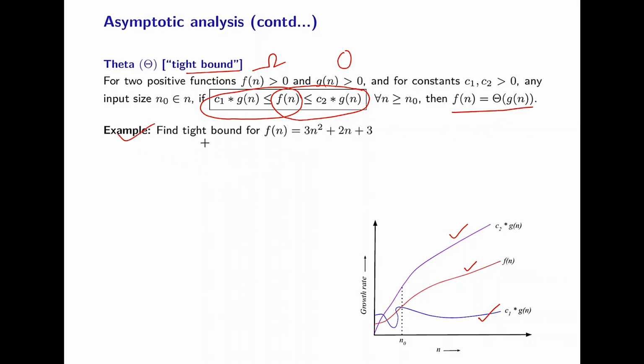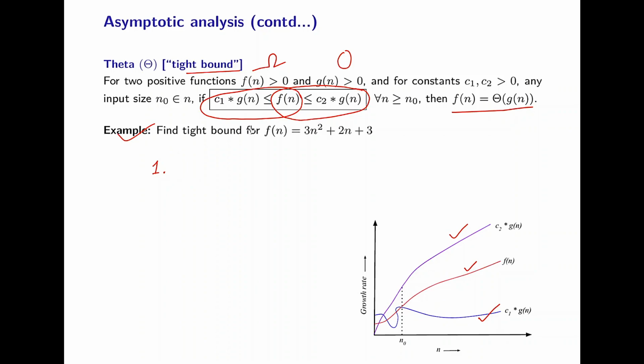Now let's find that tight bound for f(n) equal to 3n square plus 2n plus 3. So if I want to find out the tight bound for 3n square plus 2n plus 3, what I need to do is that any constant C1 into g(n), let's say I'm going to write 1. How am I selecting these values? These are trial and error. You will choose the value and then you will check the equation, and if that satisfies, then you can write the tight bound.